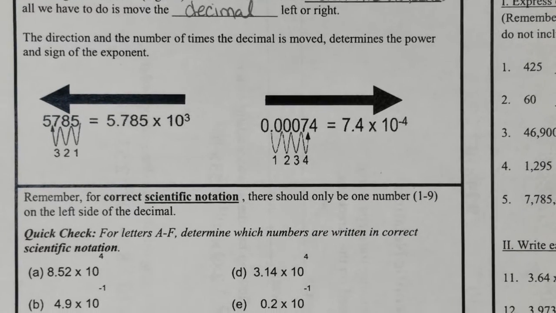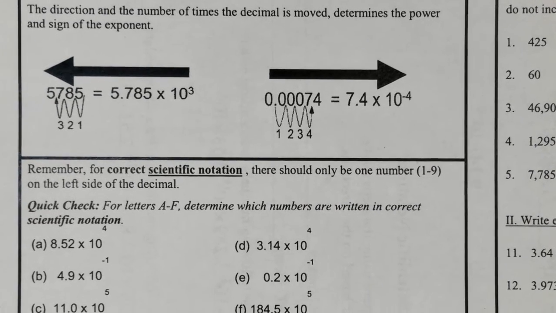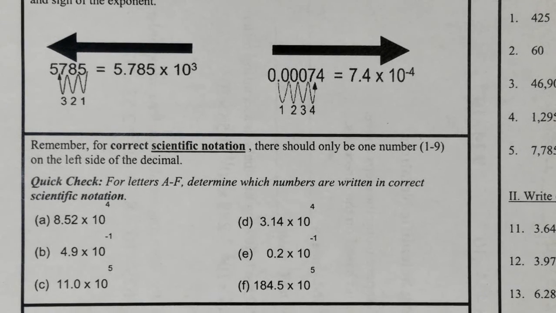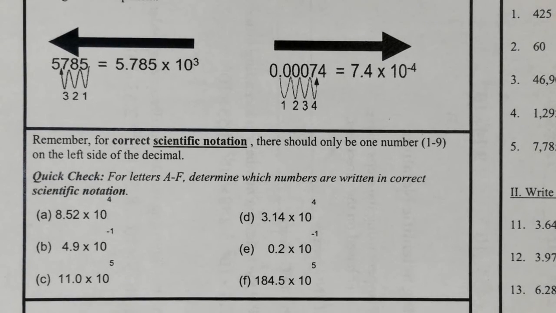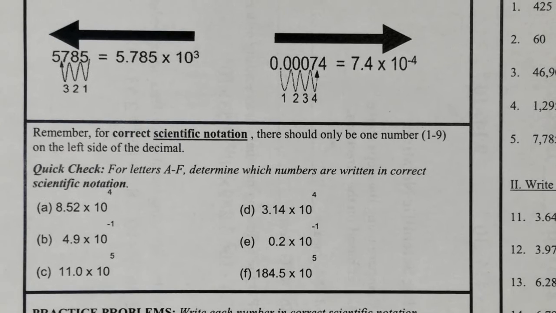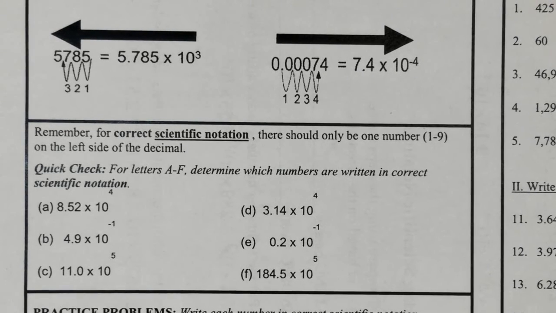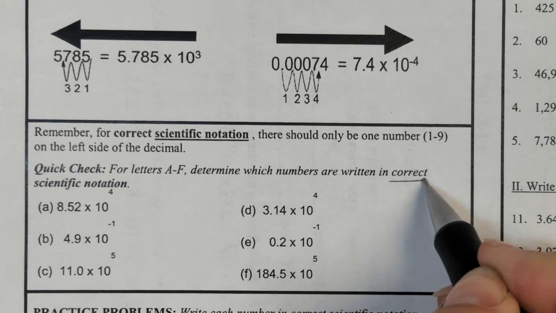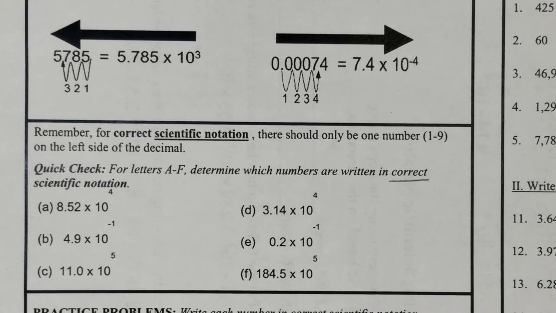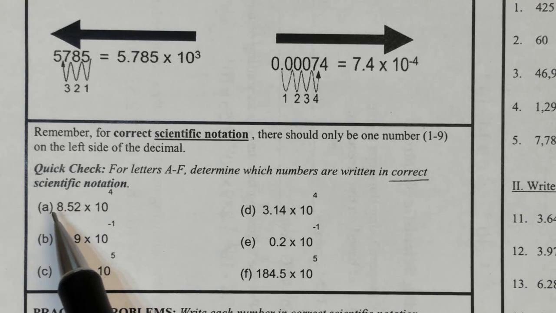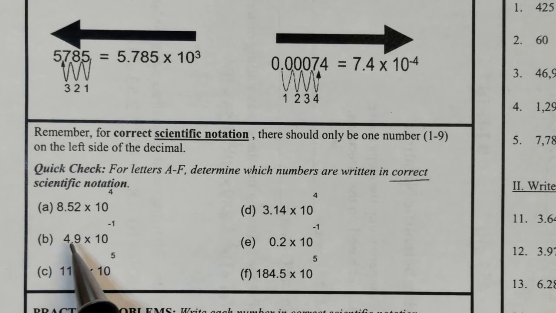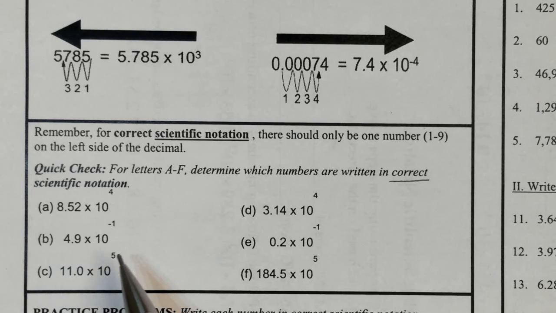Okay, so remember, for correct scientific notation, there should be only one number, 1 through 9, on the left-hand side of the decimal. So let's look for which one of these 6 are going to be in the correct scientific notation format. A has one number to the left of the decimal. It's an 8, so that one's good. B has only one number to the left of the decimal, 4, so that one's fine.